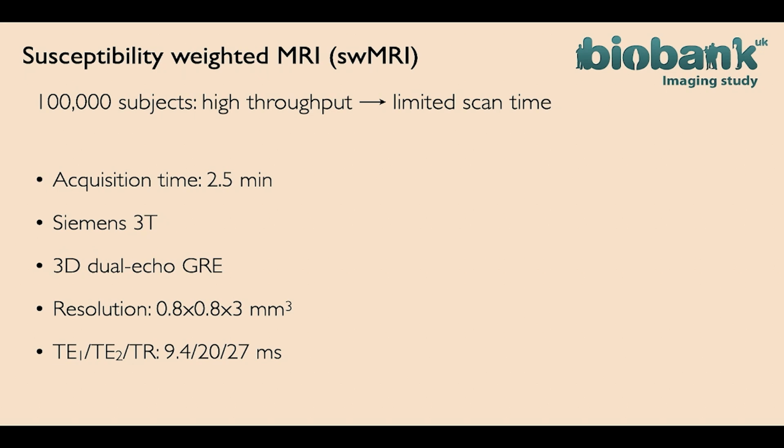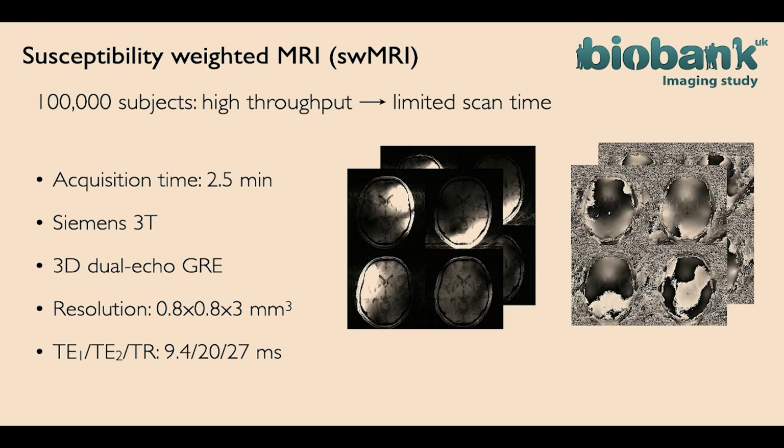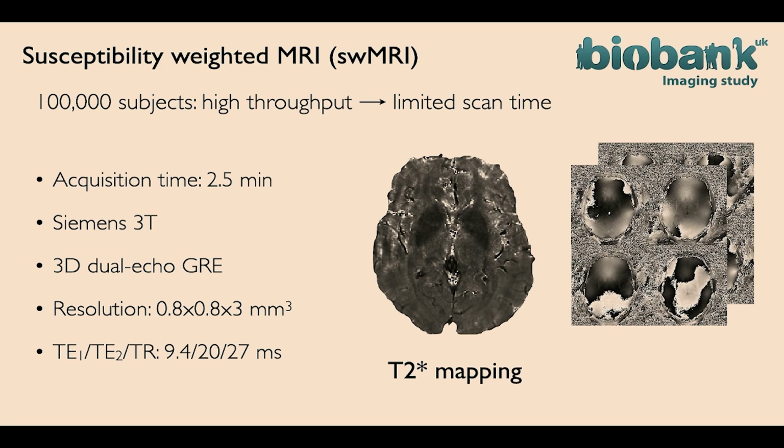But nevertheless, Biobank saved uncombined data for both magnitude and phase images, on the right-hand side, which is great for QSM. Magnitude data have been processed for T2 star mapping. So my job is to process the phase data for QSM.